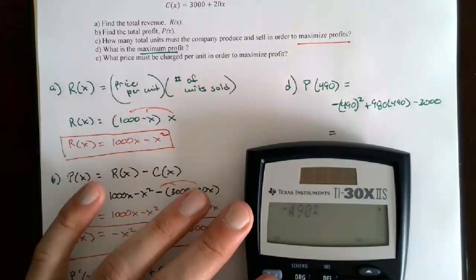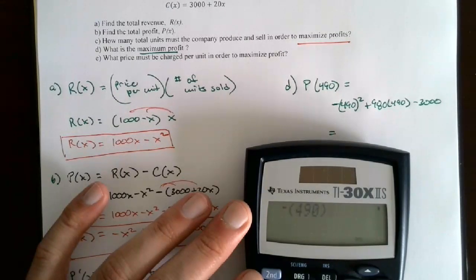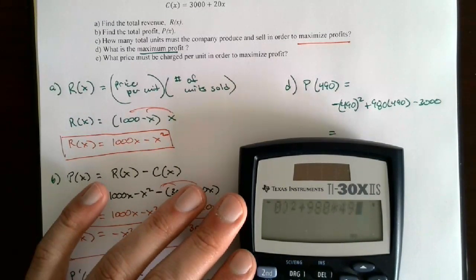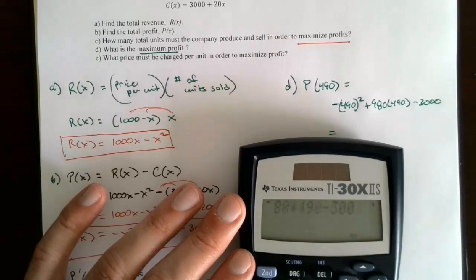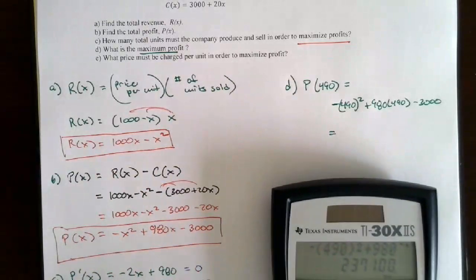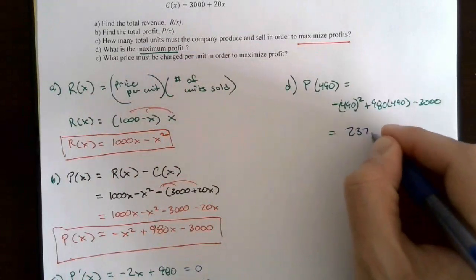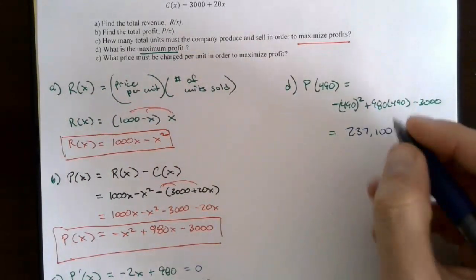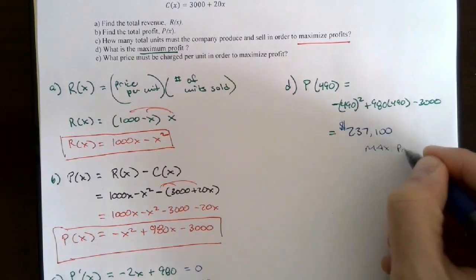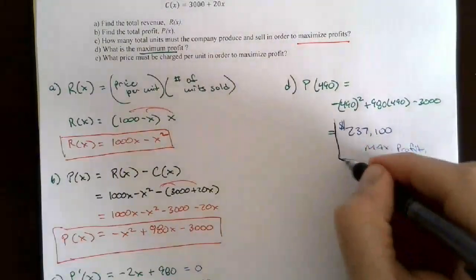If you wanted to, you could put parentheses just to be sure. So you could write it as negative, parentheses 490, close the parentheses, squared, plus 980 times 490 minus 3,000, and that'll give us 237,100. What is this? Well, it's dollars because we're talking about profit, and this is the maximum profit. That's what they're asking us to find there.